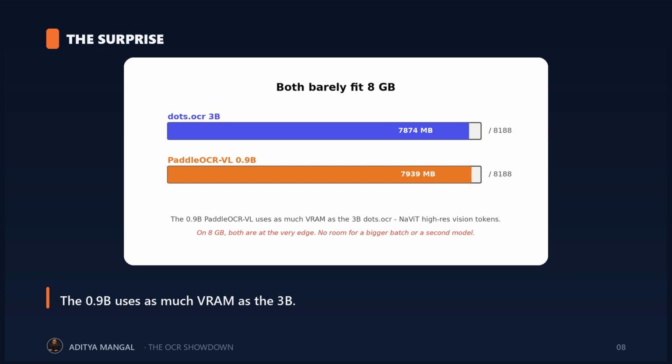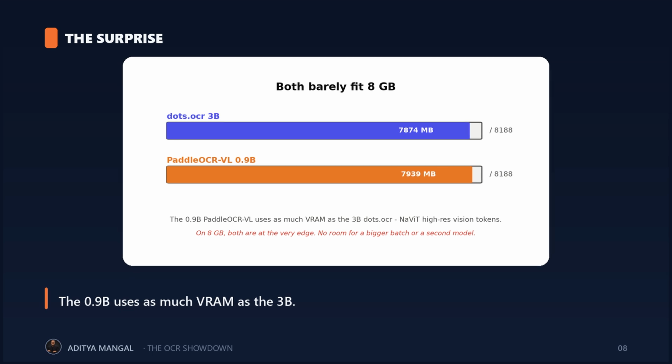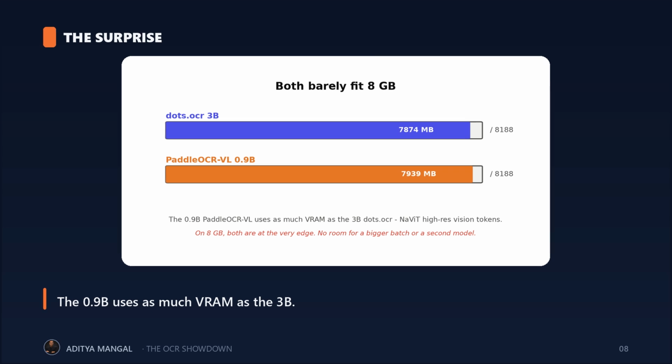On memory, the size difference shows. Dots.ocr, at 3 billion parameters in bfloat16, sits at around 7.9 gigs of VRAM, right at the edge of the 8 gig card, with essentially no headroom. PaddleOCR-VL at 900 million is far lighter and leaves comfortable room to spare. If your only constraint were the card, the smaller model looks attractive, but memory isn't the whole story, and the next number is where it gets decisive.